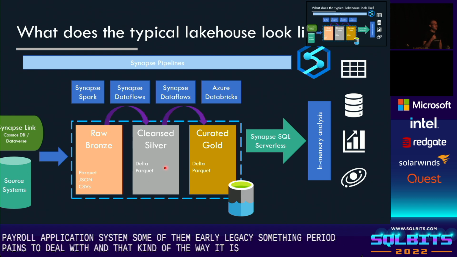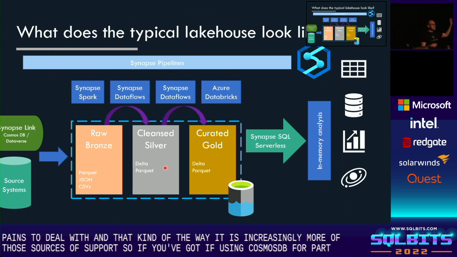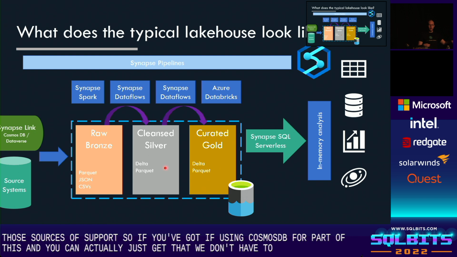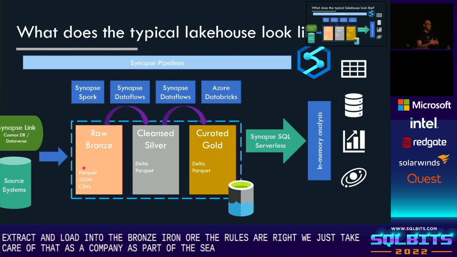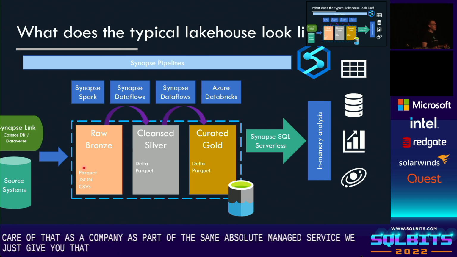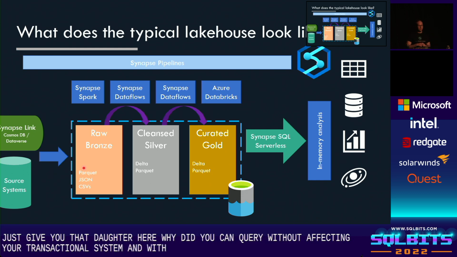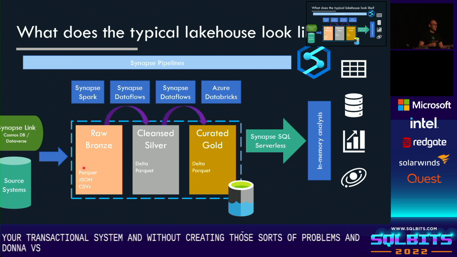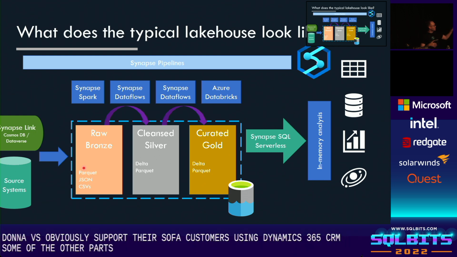You've also, though, got increasingly more of those sources being able to support Synapse Link. So if you're using Cosmos DB for part of this, you can actually just get that data where you don't have to be doing that extract and load into the bronze zone or the raw zone. We just take care of that as part of the Synapse Link managed service. We just give you that data in a way that you can query without affecting your transactional system and without creating those sorts of problems. Dataverse is obviously supported there, so for customers using Dynamics 365 CRM and some of the other parts of Dynamics 365, that works quite well. And obviously Azure SQL will be part of that conversation.